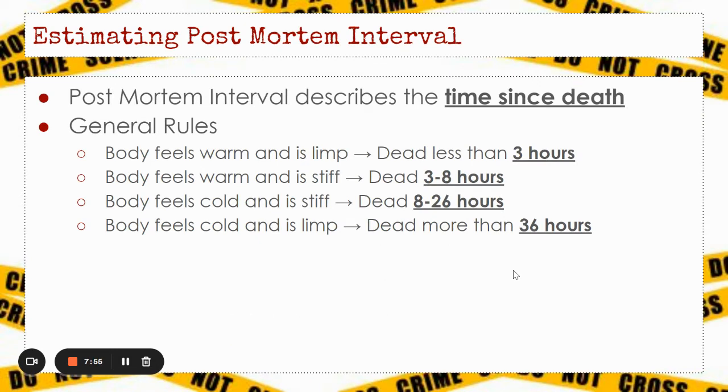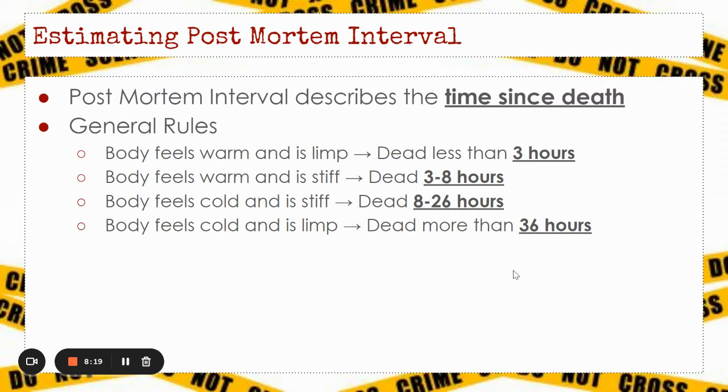Postmortem interval is what describes the time since death. So postmortem interval begins when the person dies and can be measured to eventually trace back to the time of death. So in general, if the body feels warm and is limp, that means rigor mortis has not set in. The body has not cooled off too much yet. That means they were dead less than 3 hours.